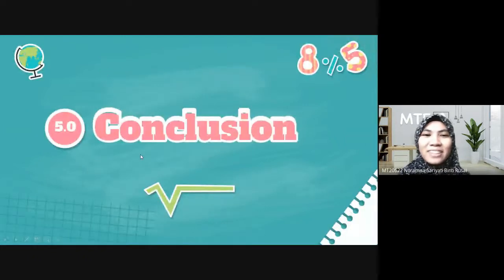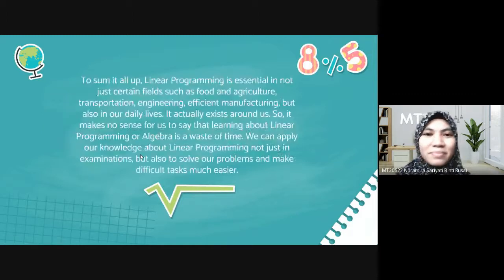So we are here at the conclusion. Okay, to sum it all up, linear programming is essential, not just in certain fields such as food and agriculture, transportation, engineering, aviation, manufacturing, but also in our daily lives. It actually exists around us.